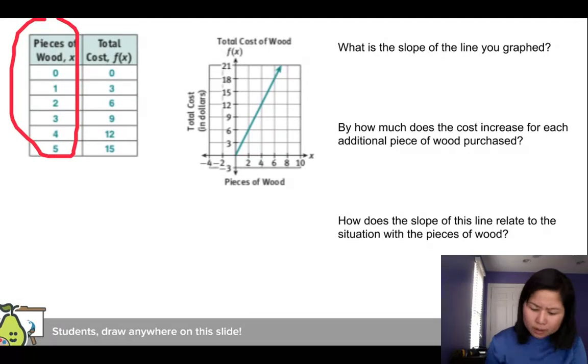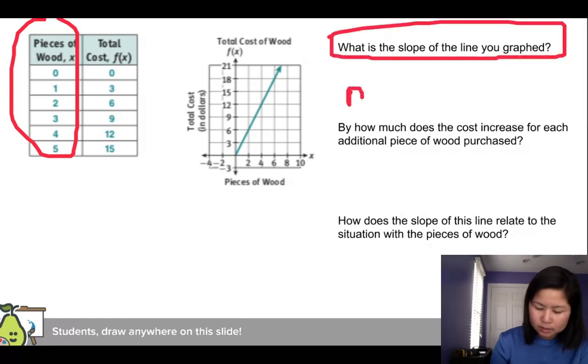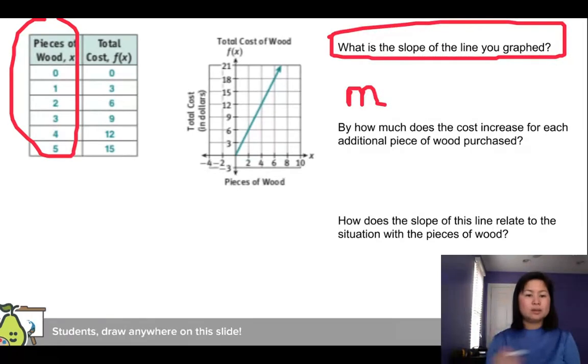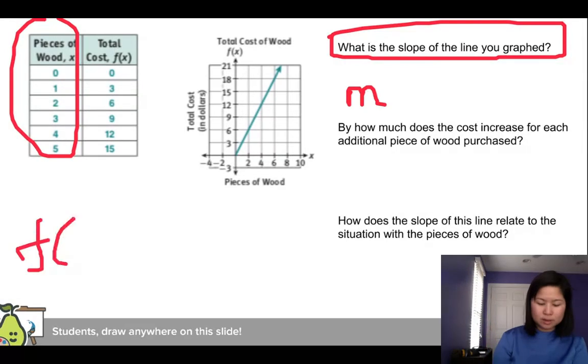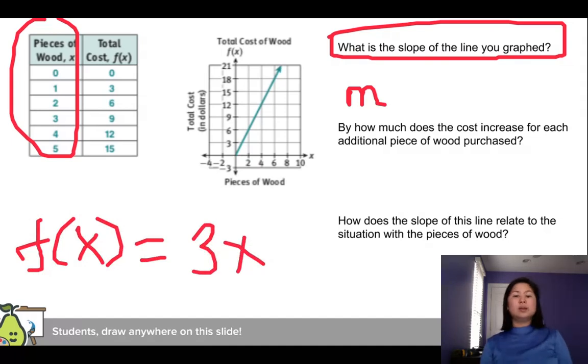All right. So the question was, what is the slope of the line that we graphed? So what is the slope? You have the graph and you have the table. I'm going to ask you to put in the chat or go ahead and share out what is the slope of this line. Or if you think about the function that we have, Alexa already shared the function. So there's a couple ways. You can look at the table, you can look at the graph, or you can look at the function. What is the slope of this one?